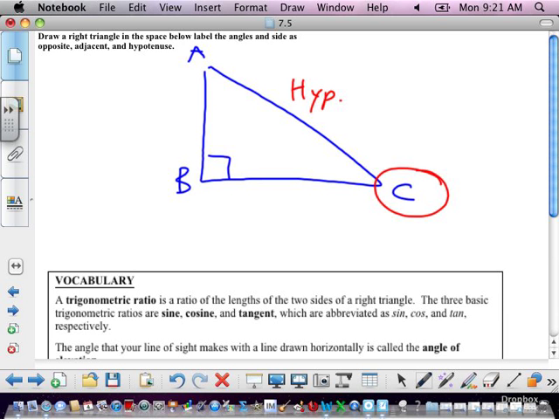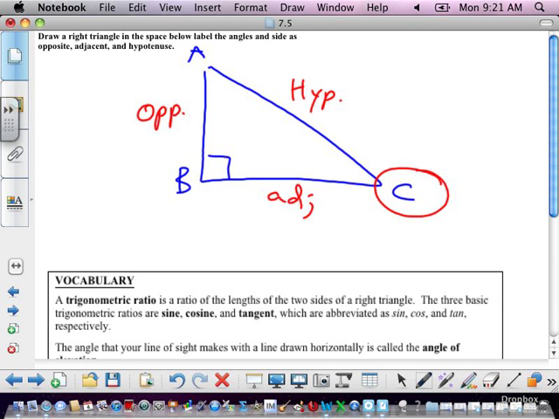Okay, opposite C. So I'm looking up here. I see C, and I want to go opposite it. Opposite. Okay, so what would be adjacent? Right here. We know it's adjacent because if I'm looking at side B to C, C is included. How do we feel about this? You've got to be able to do this. This is the most important part. Be able to label it opposite, adjacent, and hypotenuse.